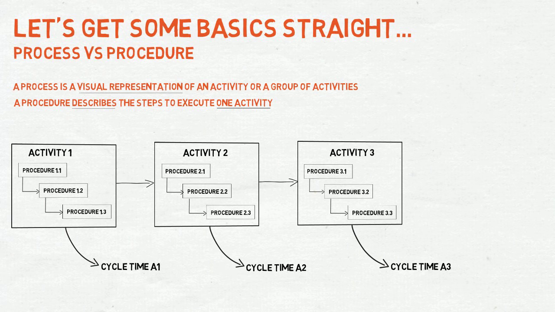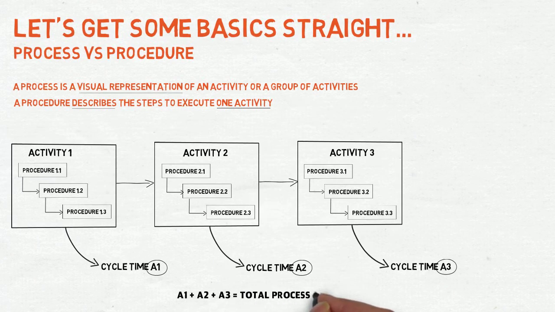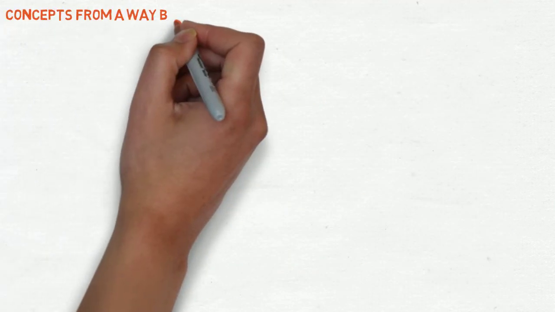You then take the 3 cycle times, A1, A2, A3, and you simply add them up. The number you obtain is your total process time. You can now have a measure that you can use to optimize your process time by either removing, adding, or automating certain procedures within a particular activity. This concept is actually nothing new.